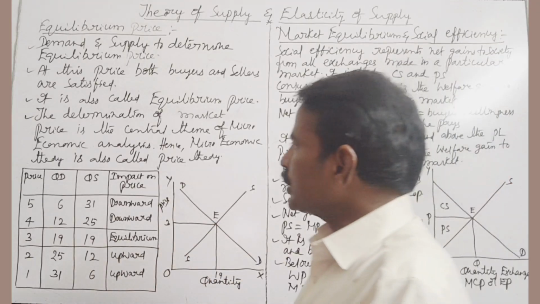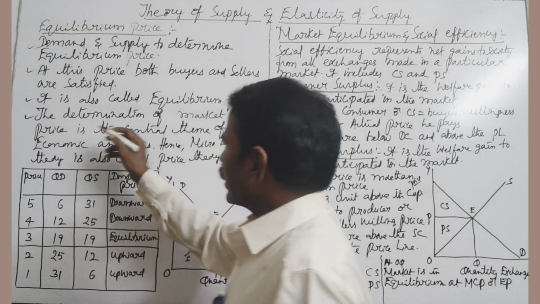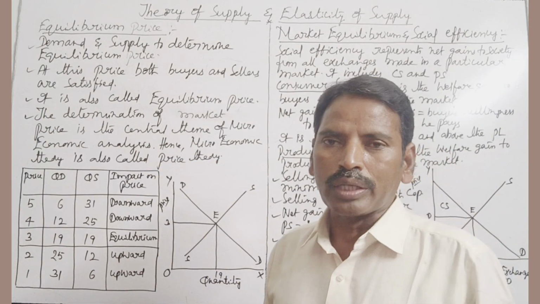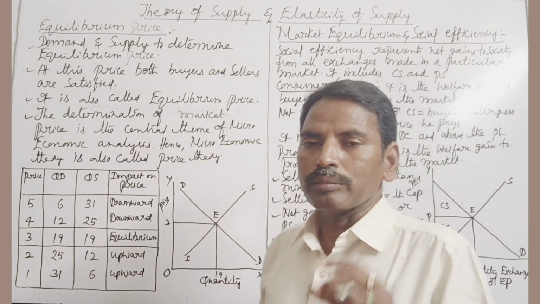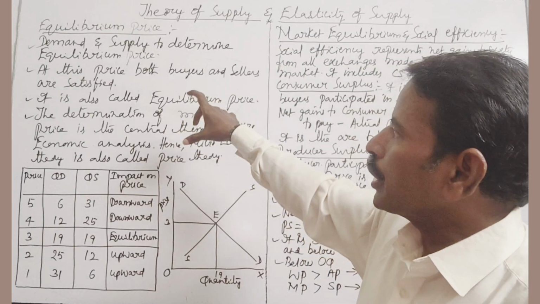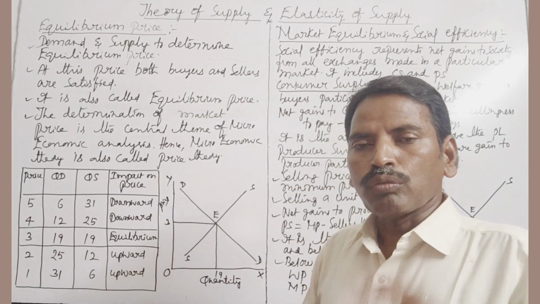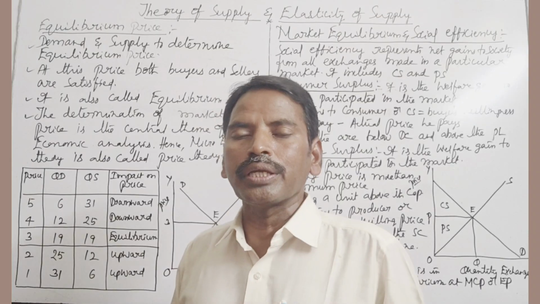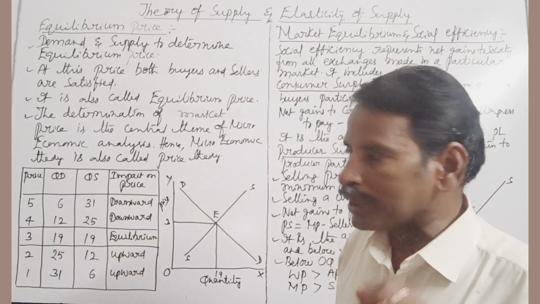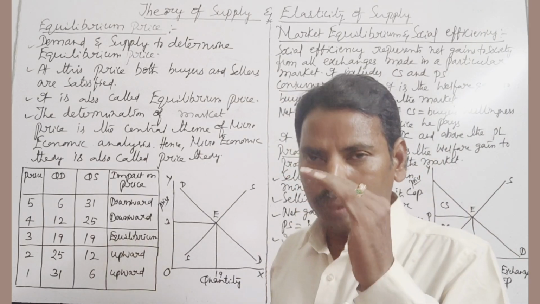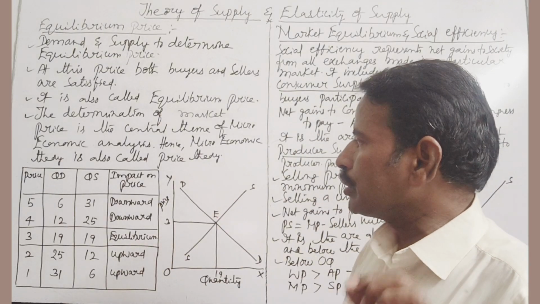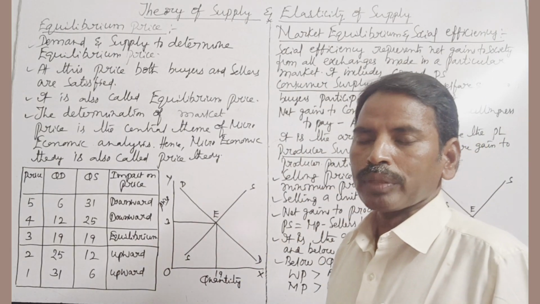The determination of market price is the central theme of microeconomic analysis. Hence, microeconomic theory is also called price theory. This is the introduction to the equilibrium price. Why is microeconomics called price theory? Because the determination of market price is the central theme of microeconomic analysis. That is why microeconomic theory is also called price theory.